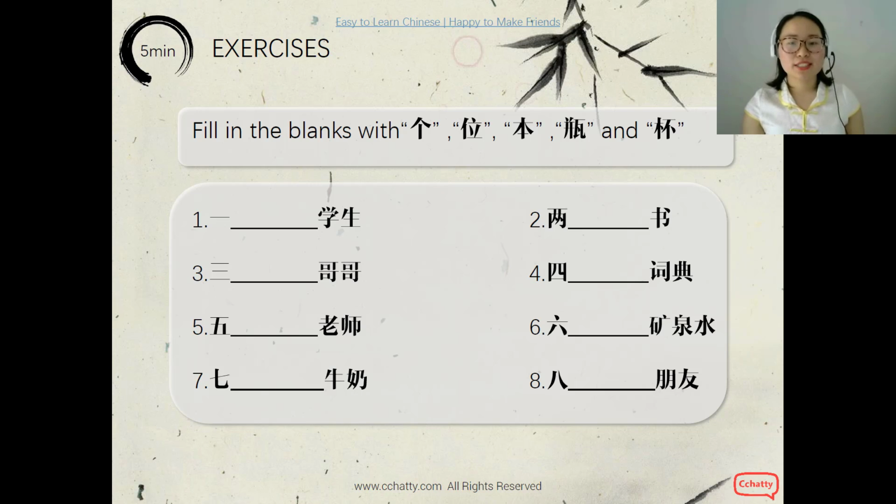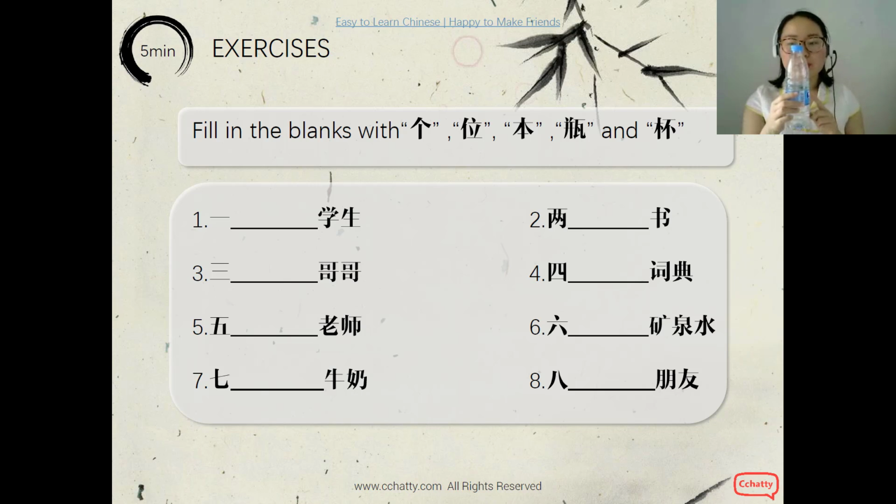So we can do a practice. Help you to practice, like 2 books. Remember, we can't use 二. If we use a measure word, for 2 we need to use 两. Yeah, very good. You can remember. 两本书. Okay, 两本书.